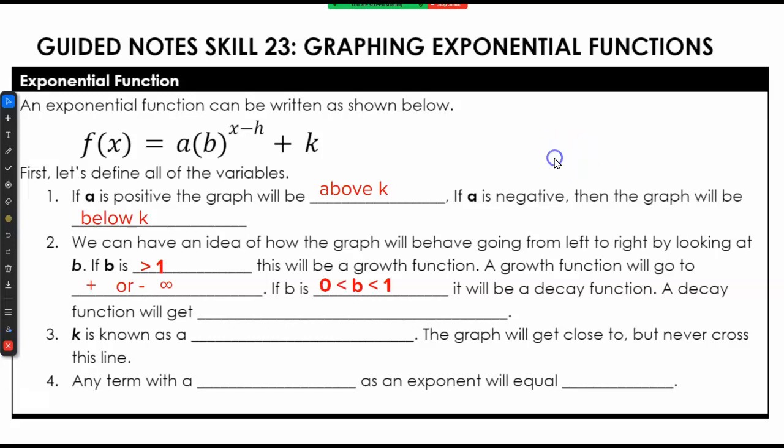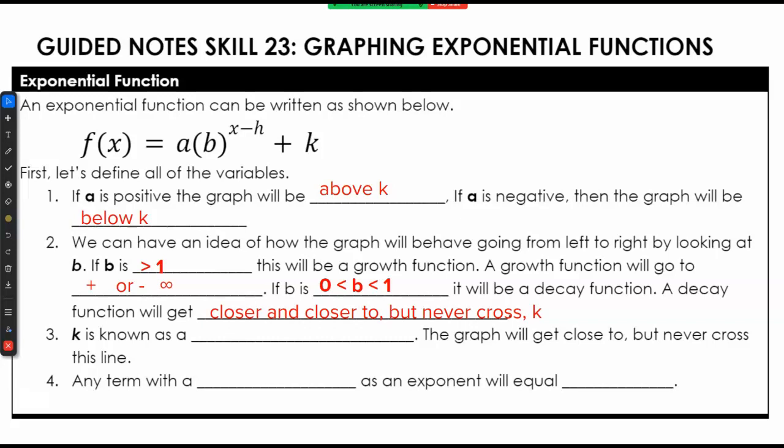If b is between 0 and 1, so it's a fraction that's between 0 and 1, like 1/2 or 2/3 or 3/4, it will be a decay function, meaning the numbers get smaller and smaller and smaller. A decay function will get closer and closer to, but never cross k. Our graph will always be above or below k. It will never cross k.